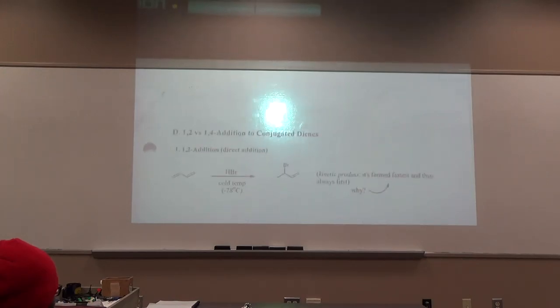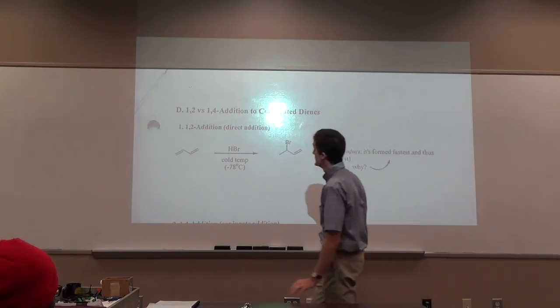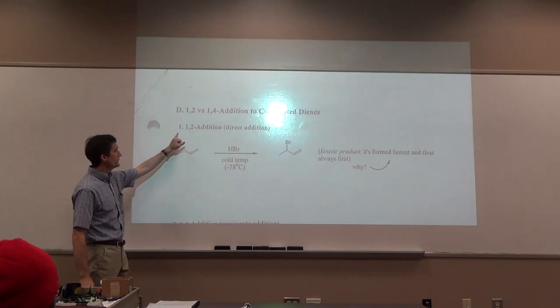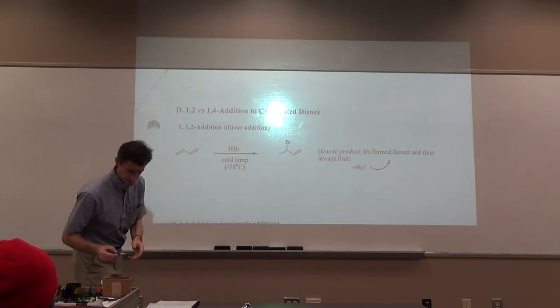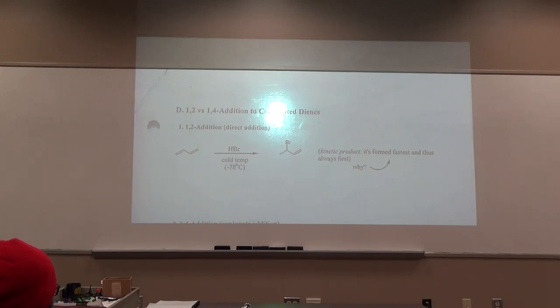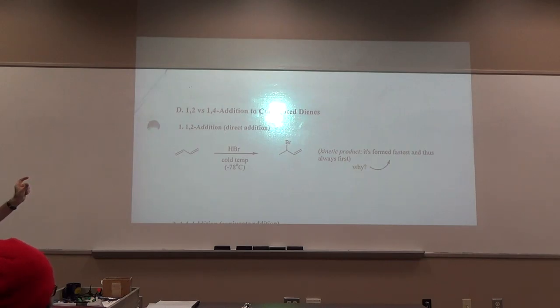Okay, diene chemistry, 1-2 versus 1-4 addition. Conjugated dienes. Okay, 1-2 addition, also known as direct addition. The answer key to the resonance problems that were in that packet was sent out. Okay. Let's see if there are any other questions about that on Wednesday.